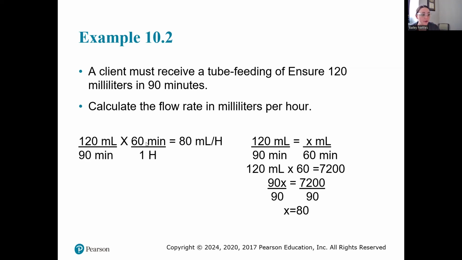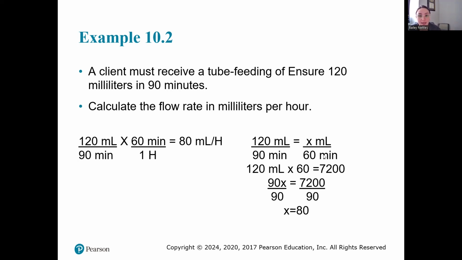So if I multiply across 120 times 60, and then I divide that by 90, I get 80 mils an hour. Okay, so ratio over proportion. So I have my question, my answer, right? I have my 120 milliliters over 90 minutes. I need it for it to be 60 minutes. So the same thing on top has to be on top. They have to equal each other. It's not like over here where they have to be opposite.